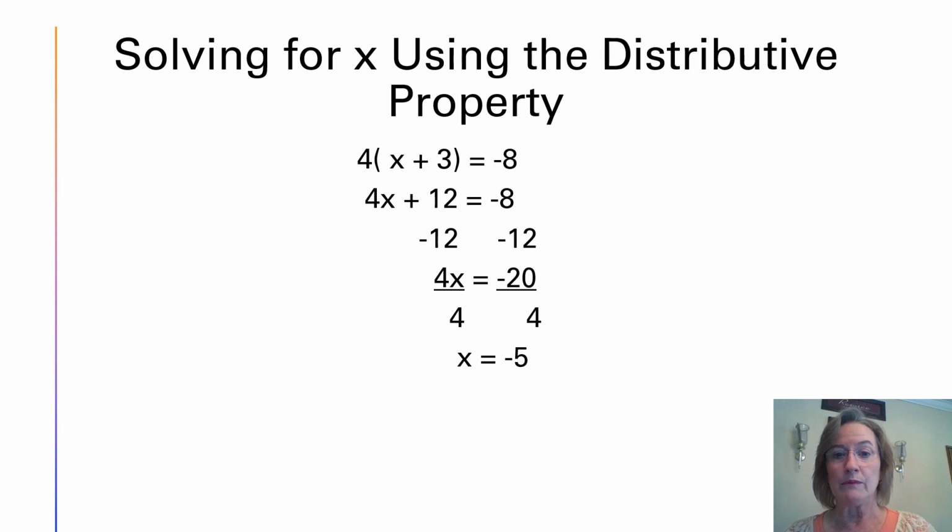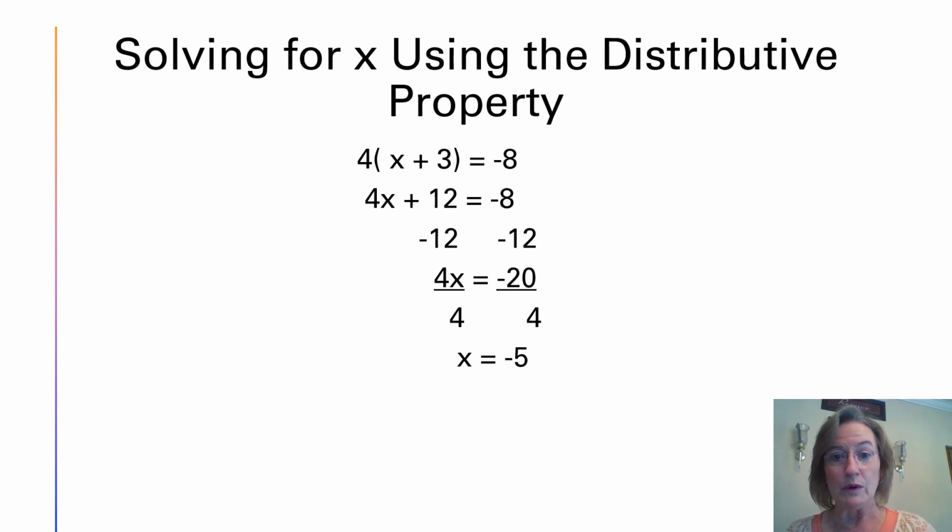Take away 12 from both sides. Now this is a little tricky. Negative 8 minus 12 will give you negative 20. 4x is the only thing left now on the left-hand side. Divide both sides by positive 4, and our answer is negative 5.